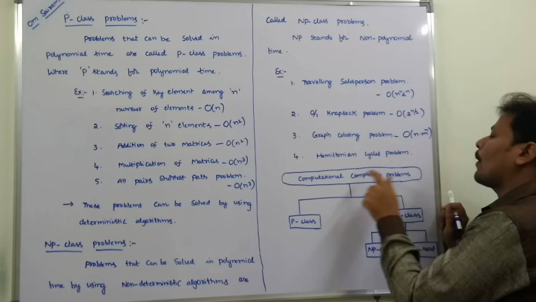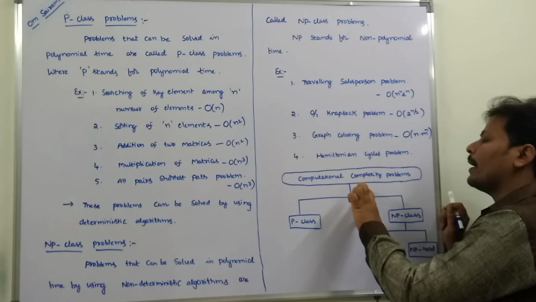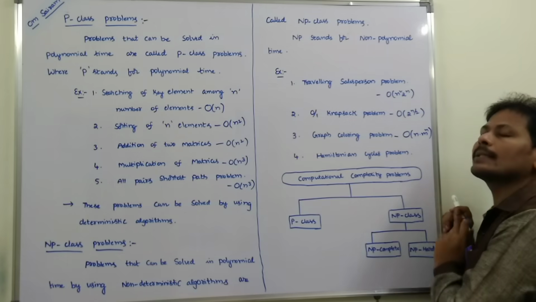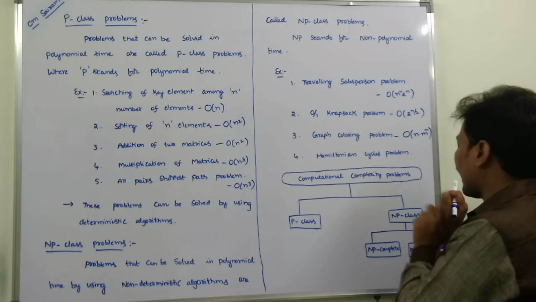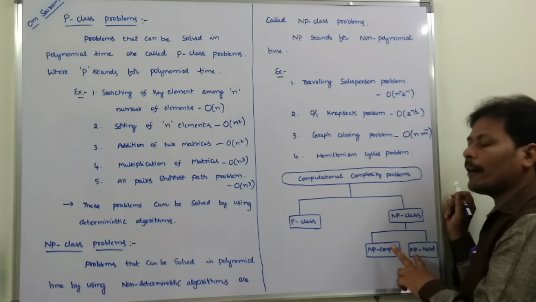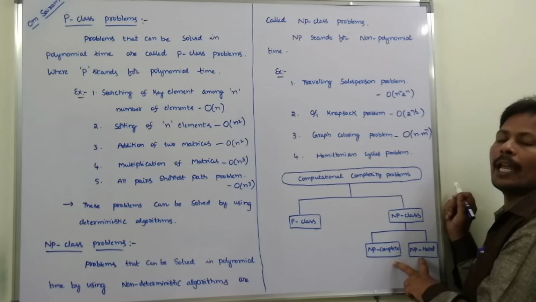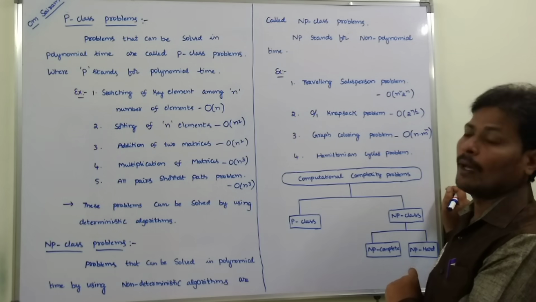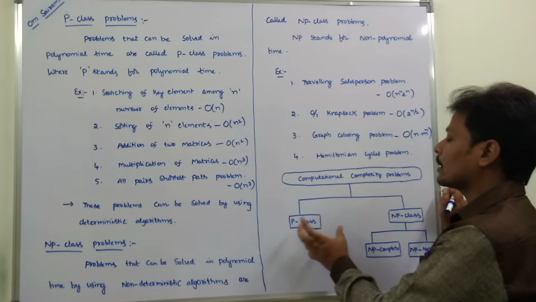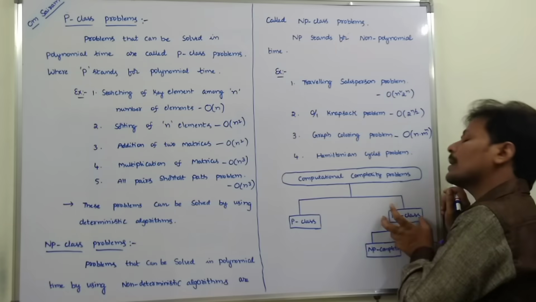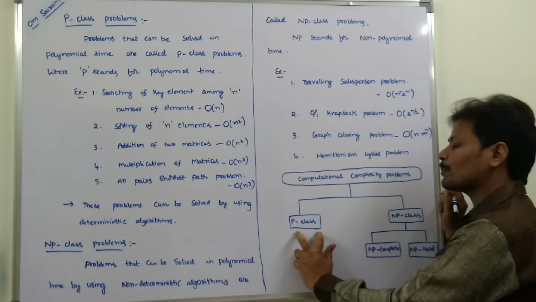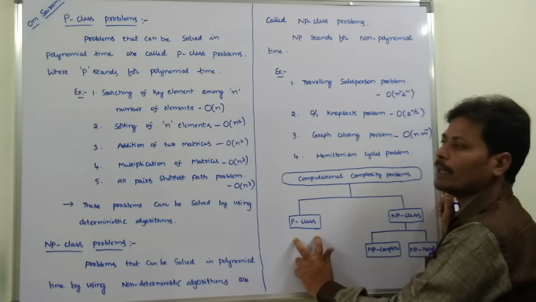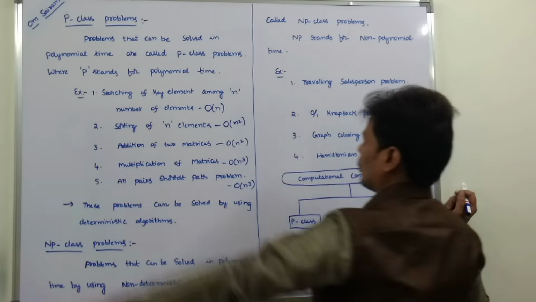So the computational complexity problems are classified into two types. First one is P class problems. Second one is NP class problems. Again, NP class problems are classified into two categories: first NP complete problems and second NP hard problems. Up to this point, we already know what P class problems and NP class problems are. P class problems can be solved in polynomial time by using deterministic algorithms. So these are the examples for P class problems.